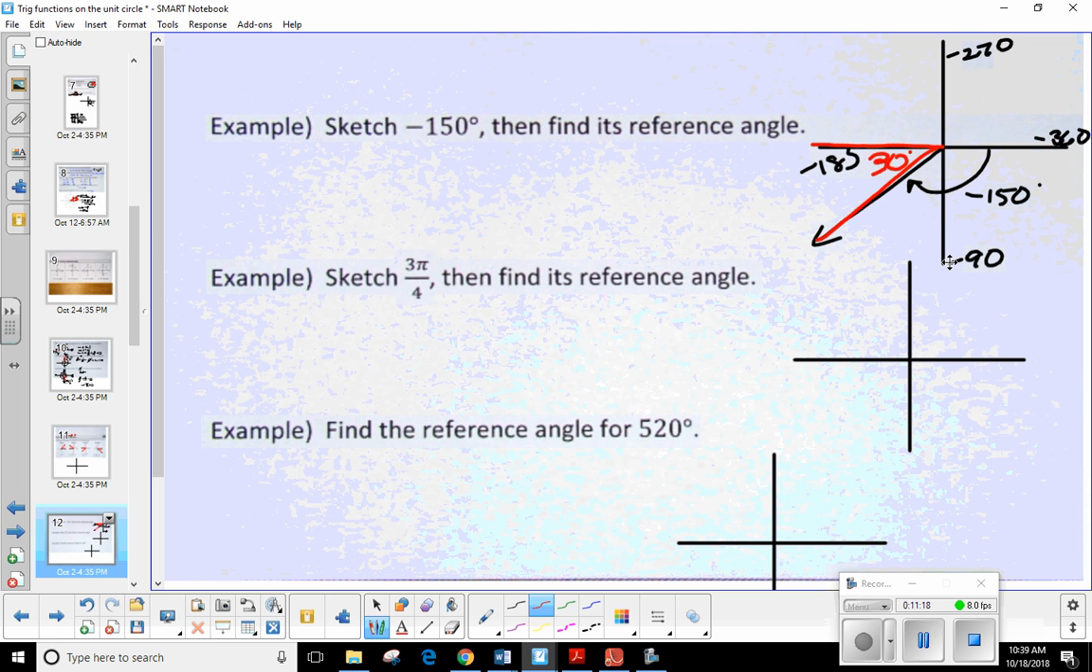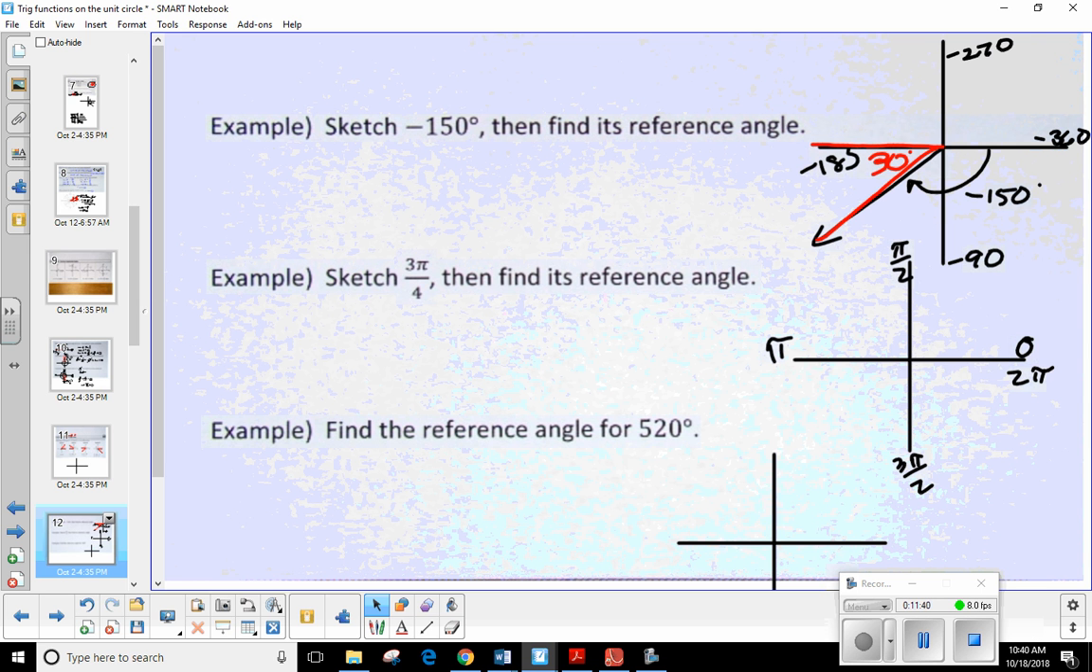Again, this is one of the things we've already talked about, but I figured it wouldn't be a bad idea to bring it back up and practice. Sketch 3 pi over 4. Let me go ahead and get this ready. 0 radians, pi over 2, pi, 3 pi over 2, 2 pi.